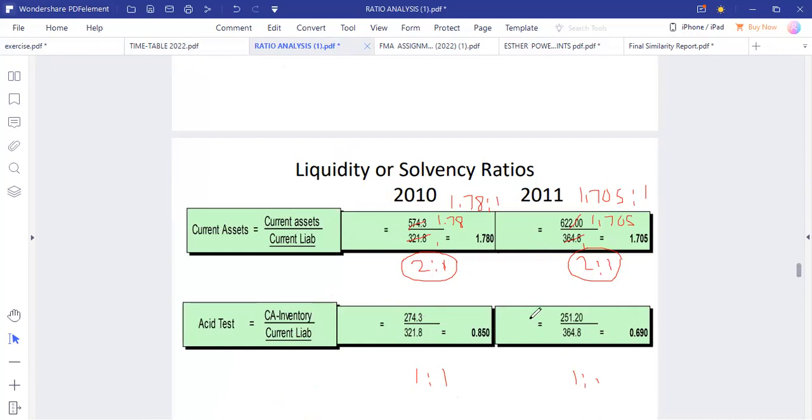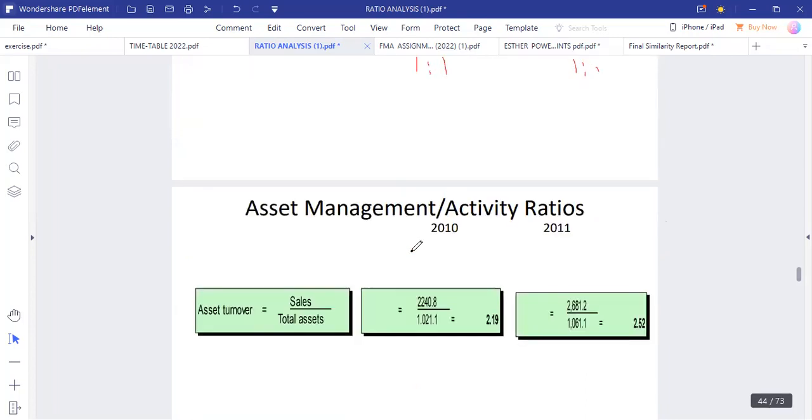So when you subtract it, we have our current assets minus inventory. This is 274, here 251. So in this case, we had 0.85 to 1, and here we had 0.69 to 1. So performance was below par for both of them, except that 2010 performed better. All right, so this is on the liquidity ratios. Are we clear? Yes, it's clear.